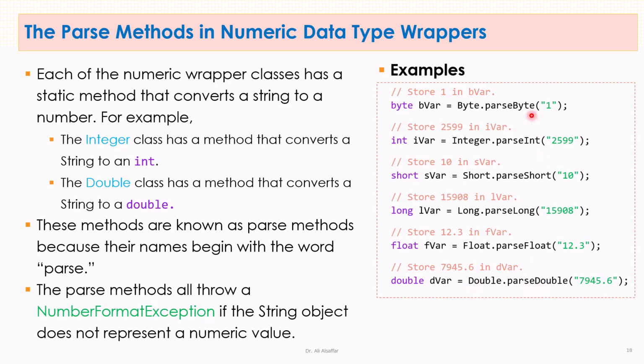All of them accept a number string as an input parameter and convert the number into the corresponding primitive data type. Let us go to JGrasp and have a little demonstration on how to use one of these parse methods for converting a number string into a number.